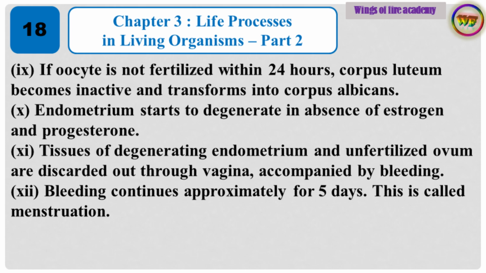Point 10. Endometrium starts to degenerate in absence of estrogen and progesterone. Point 11. Tissues of degenerating endometrium and unfertilized ovum are discarded out through vagina, accompanied by bleeding. Point 12. Bleeding continues approximately for 5 days. This is called menstruation.